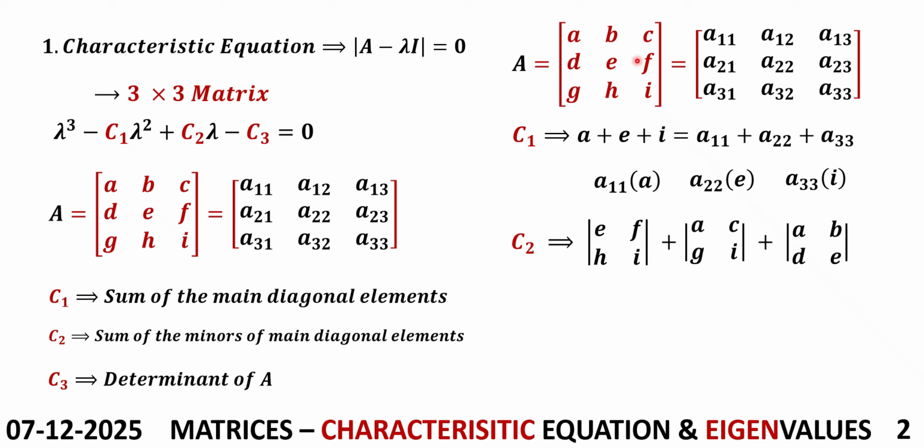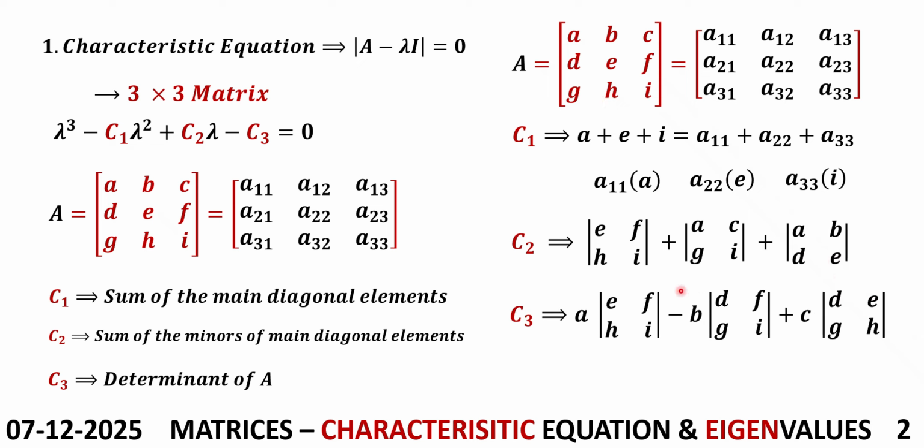The second one is A22, that is the e value. The corresponding row and the corresponding column will go, and the remaining is a, c, g and i. Similarly for i, the corresponding row and the corresponding column will go, so the remaining is a, b, d and e. Then we have to expand with the usual procedure you already know for finding the determinant.